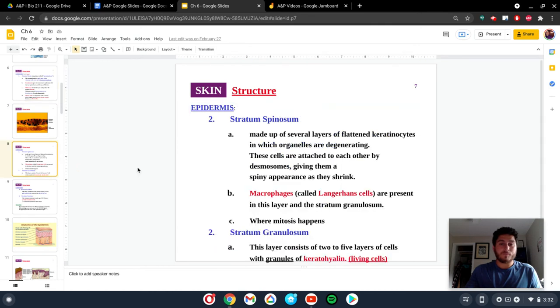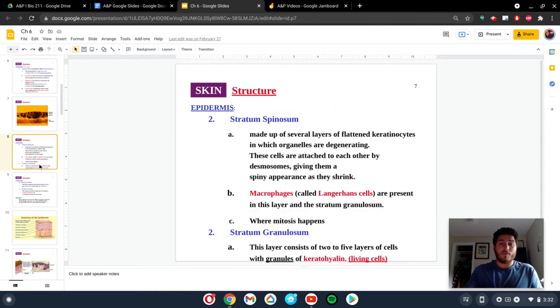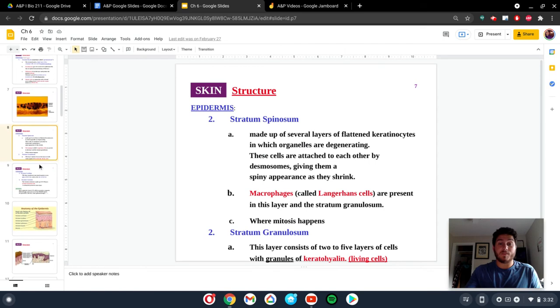The next layer above is the Stratum Spinosum. This is the spiny layer. It's going to be made up of several flattened keratinocytes, which are going to shrink as they continue to be pushed up through the layers of the skin. Not only that, you're going to see macrophages down here. The specialized name that we give them is Langerhans cells, and they're very important for the immune system. This is also where mitosis is going to occur to create more of those cells.